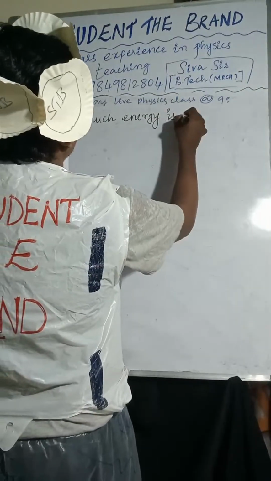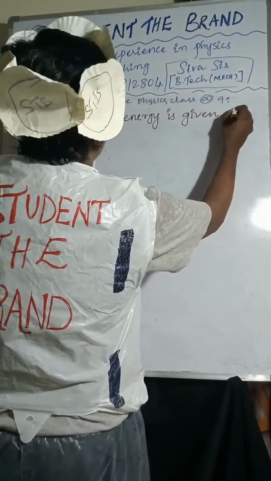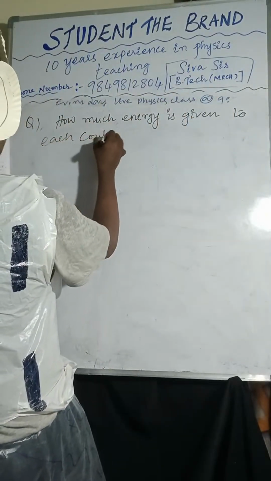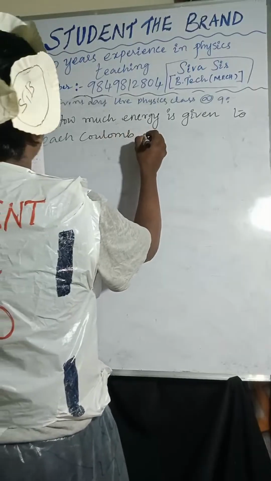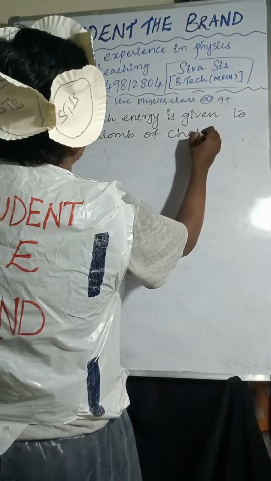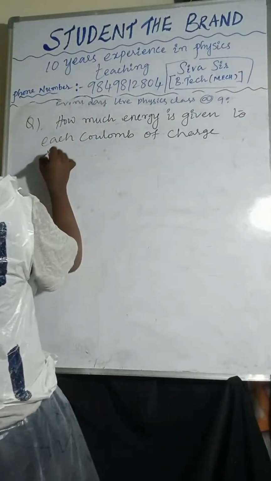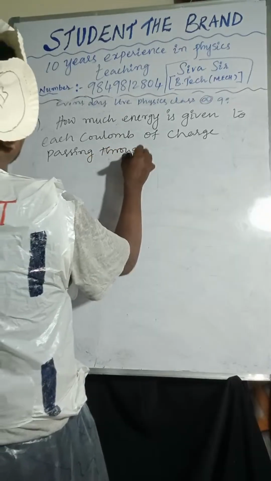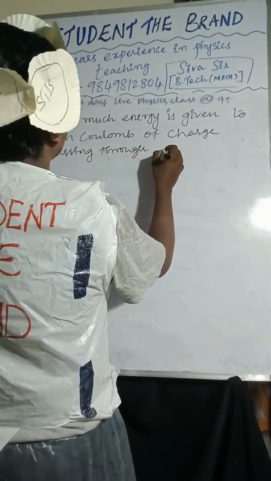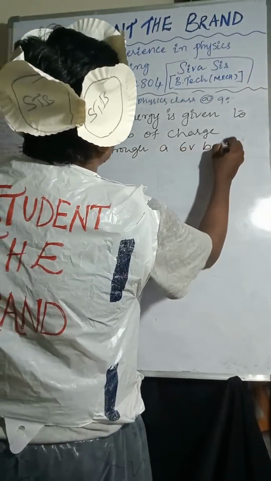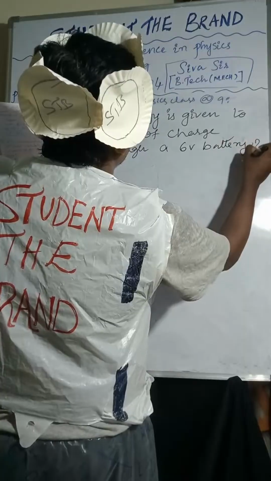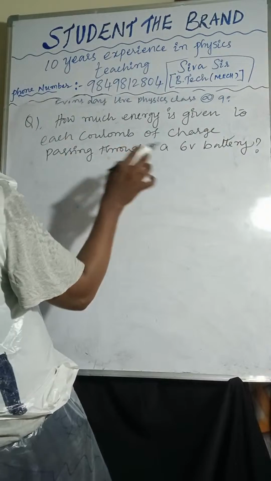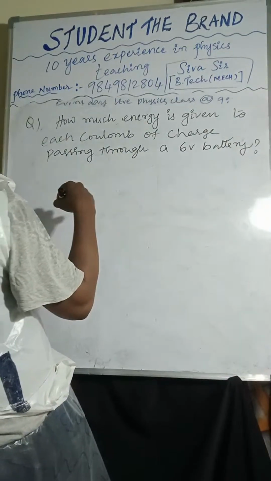How much energy is given to each coulomb of charge passing through a 6 volts battery? Okay, this is the question.